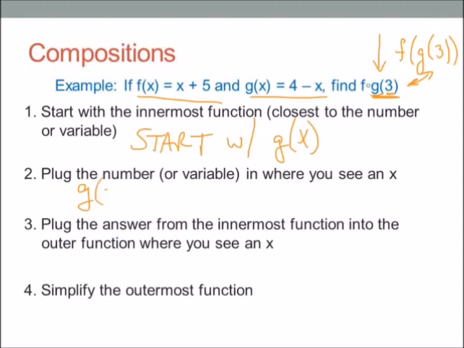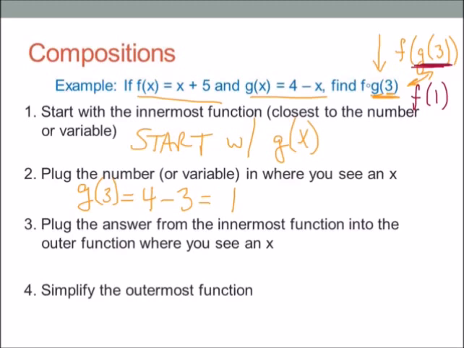So g of x is 4 minus x, so I'm going to take the x out, put 3 in its spot. So 4 minus 3, and that's going to give me 1. Now that 1 is going to become what I plug into the next function. So if you want to think about it another way, that whole thing there, g of 3, has become 1, so now I really have f of 1.